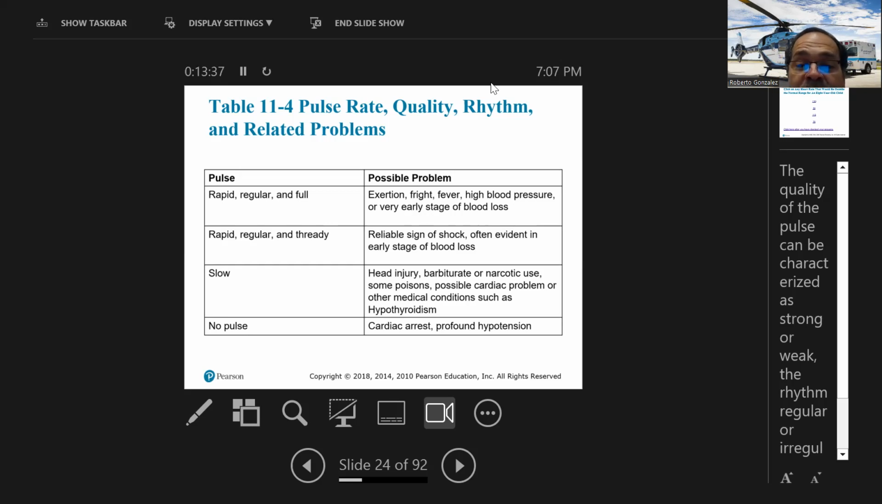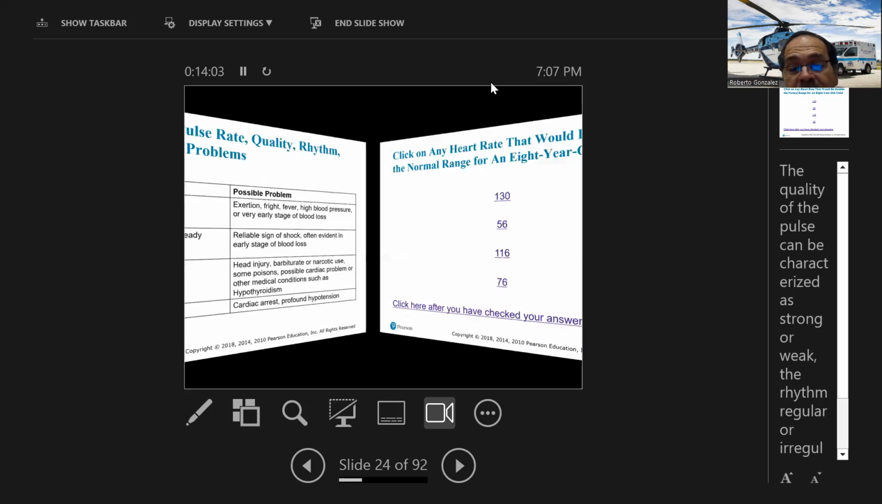If it's slow, it could be head injury, barbiturates, narcotic use, some poisons, possible cardiac problem, or other medications or medical conditions such as hypothyroidism. The pulse, cardiac arrest, no pulse: my patient might actually be in cardiac arrest, or you don't know how to take a pulse.